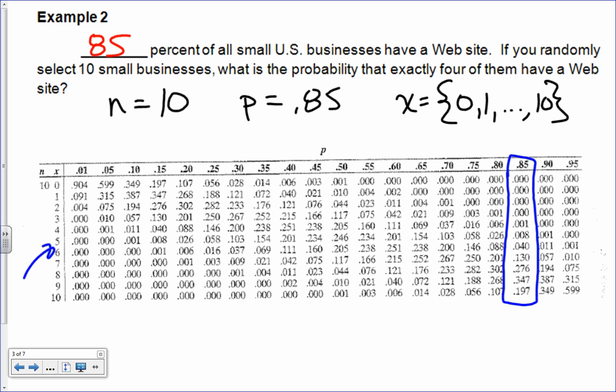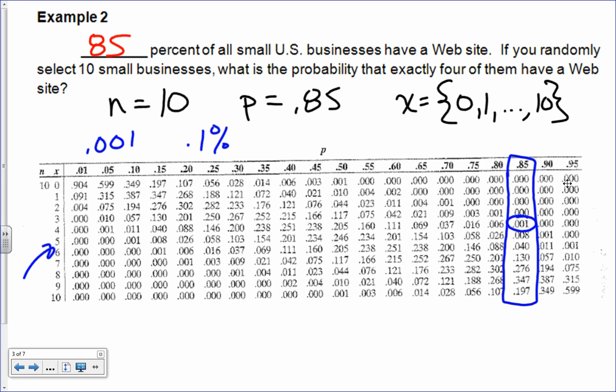Do you believe that some of them are a very low probability? Yeah, we said 85%, right? And so we shouldn't be surprised that 0, 1, 2, all the way to 3 are, to 3 decimal places, nothing. And so which one are we exactly for? Right? Exactly 4 is 0.001, otherwise known as 0.1% chance. Do you believe that? If it actually was 85%, we went out there and asked 10 small businesses, exactly 4 of them saying yes is only 0.1%. Do you believe that? Yeah.